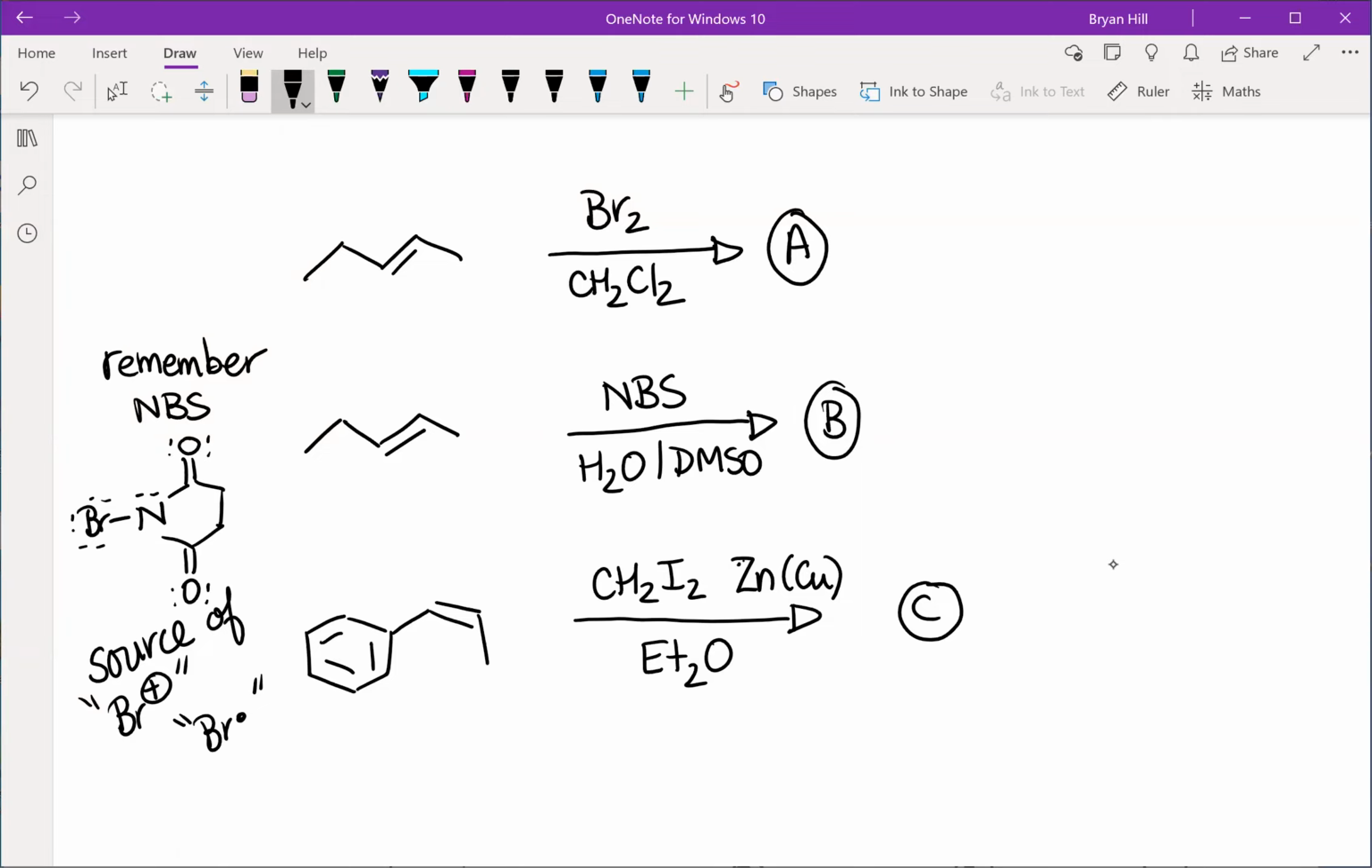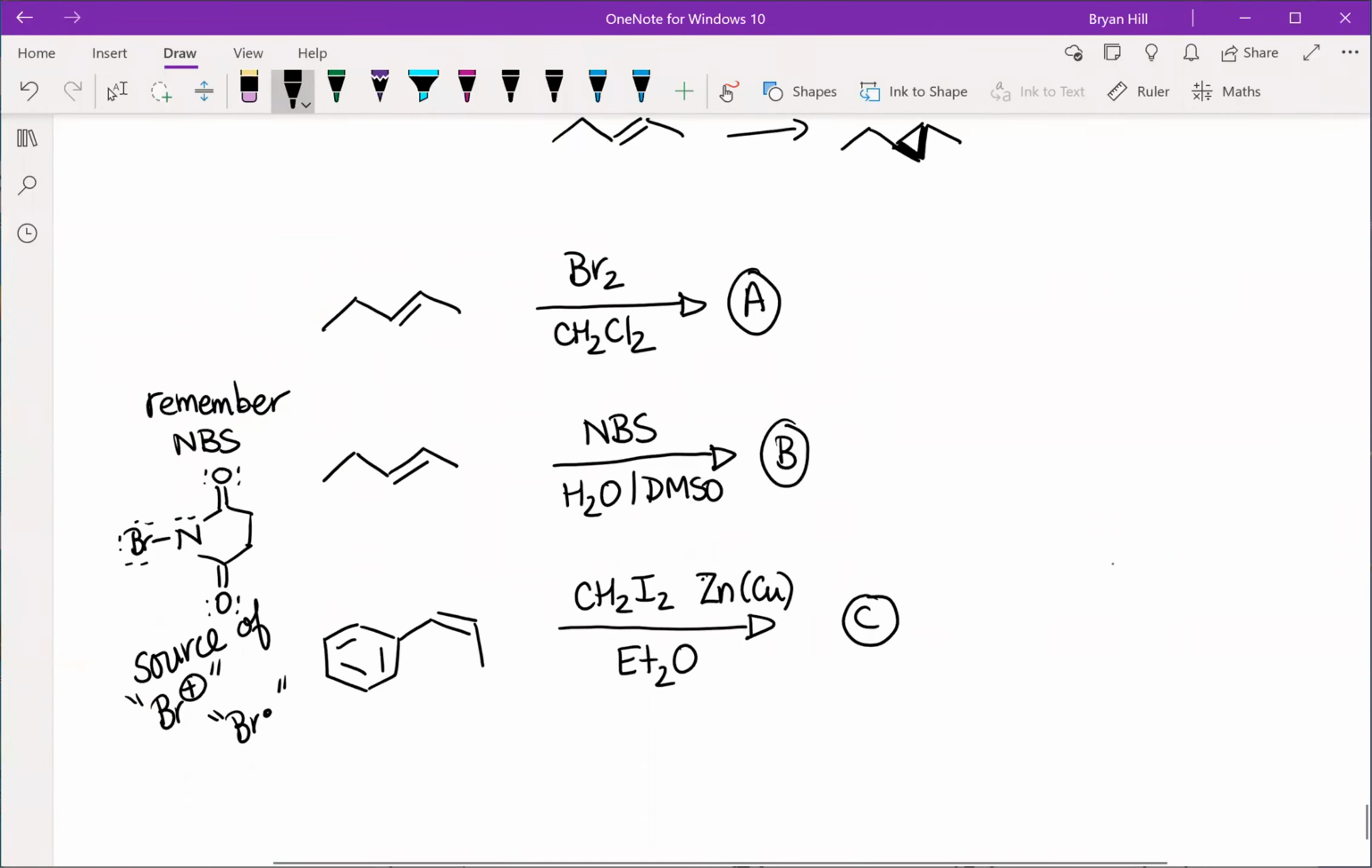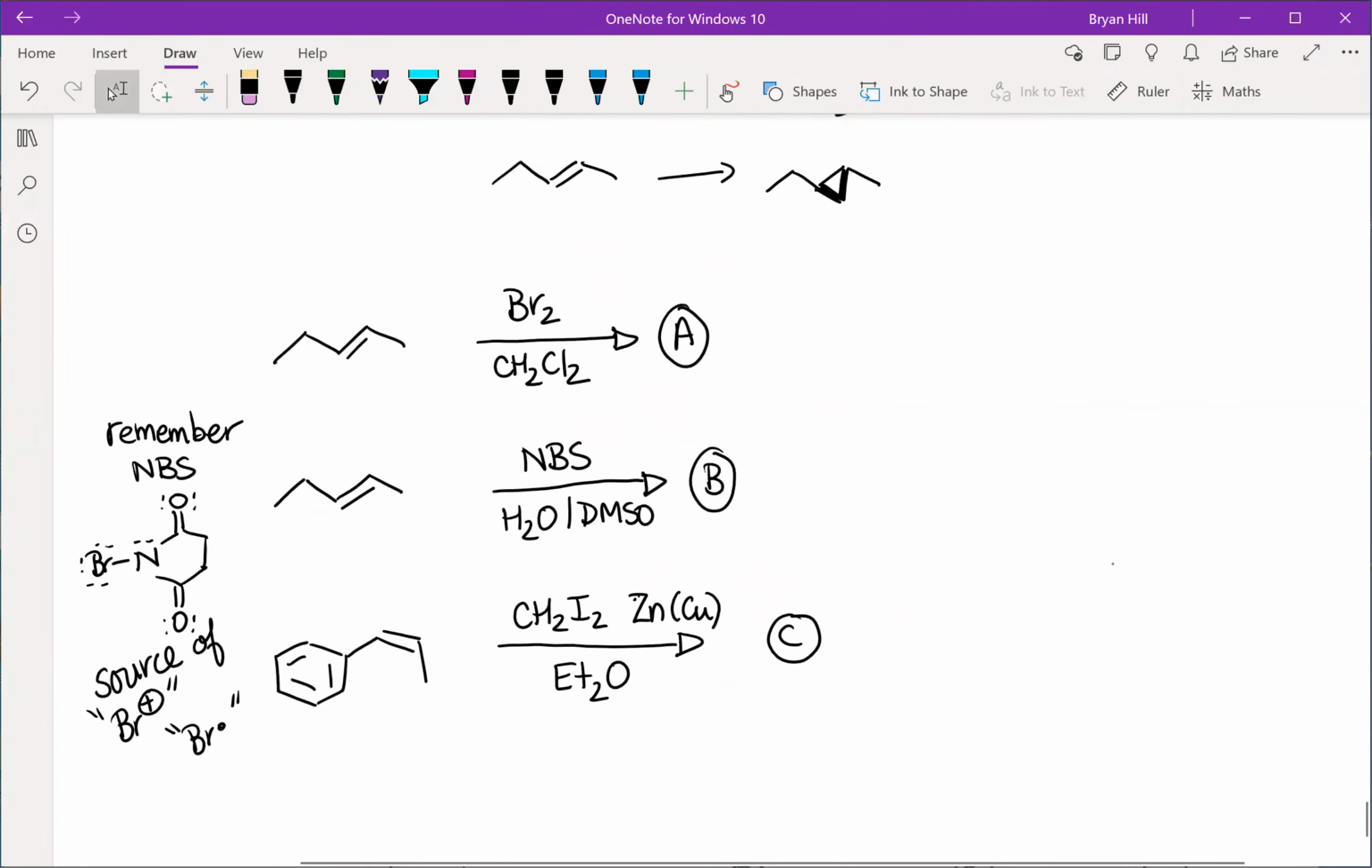Okay, so remember, in both A and B here, there's going to be an intermediate that we're interested in, which is going to basically dictate the course of the reaction. And that is a bromonium ion. So what if your double bond is drawn as a zigzag? Make sure you draw this as a zigzag.